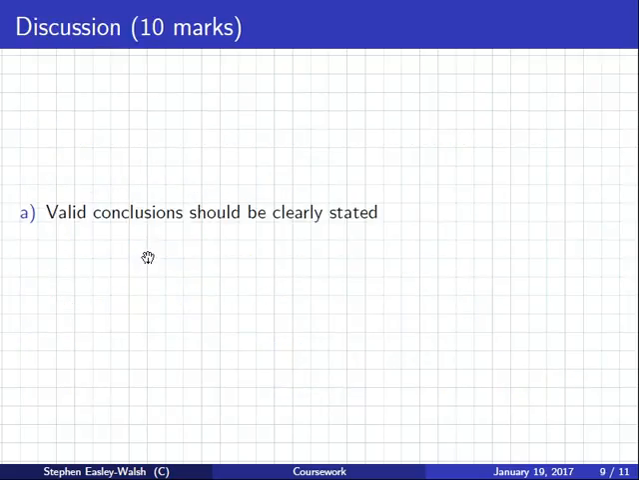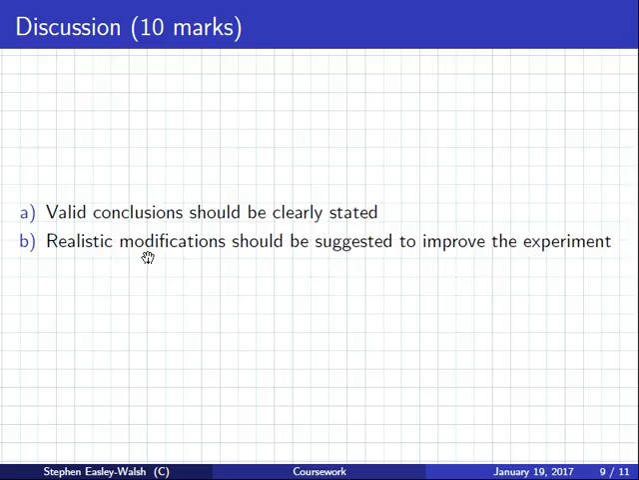Valid conclusion should be clearly stated. So the conclusion here is what? You can get the mass from the force and acceleration by using Newton's second law. Therefore, we can verify Newton's second law. Also, the true mass doesn't have to be exactly what you got. It just needs to be within the uncertainty values. You know what I mean?